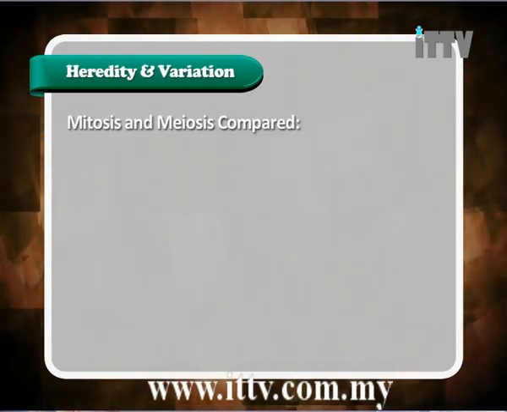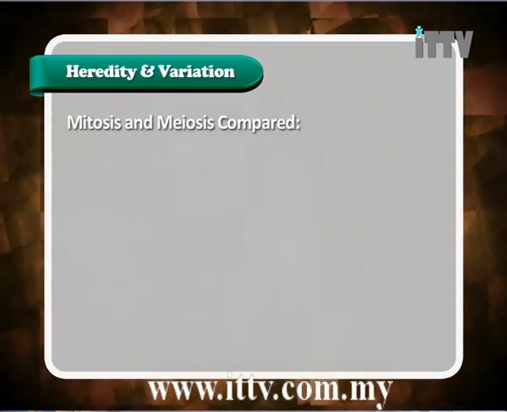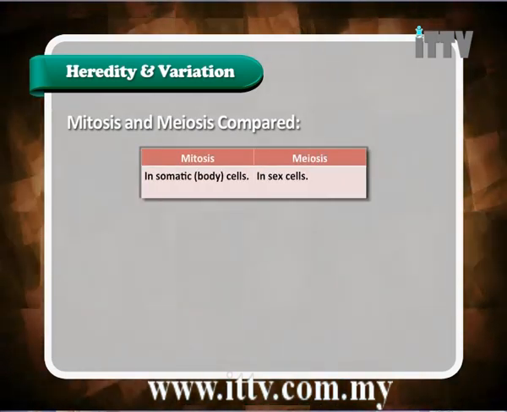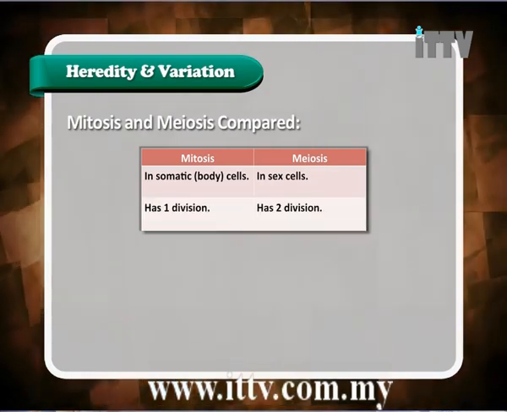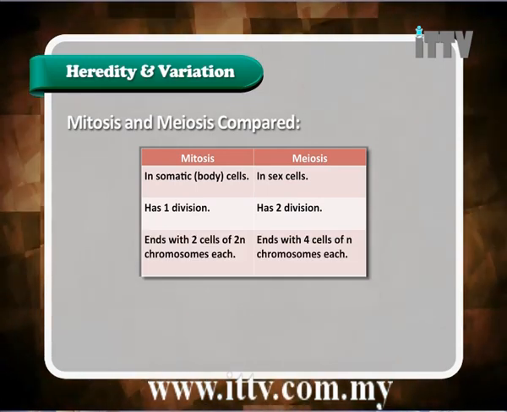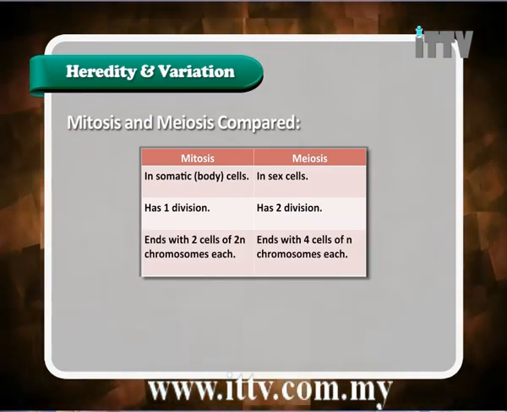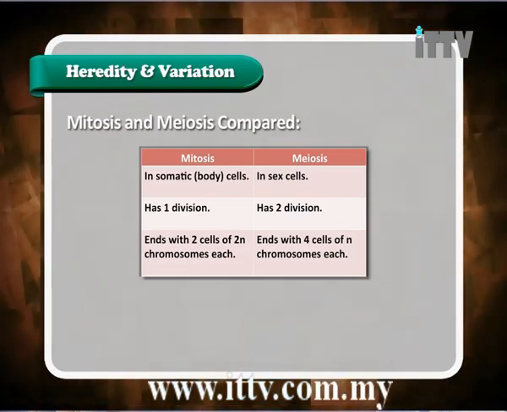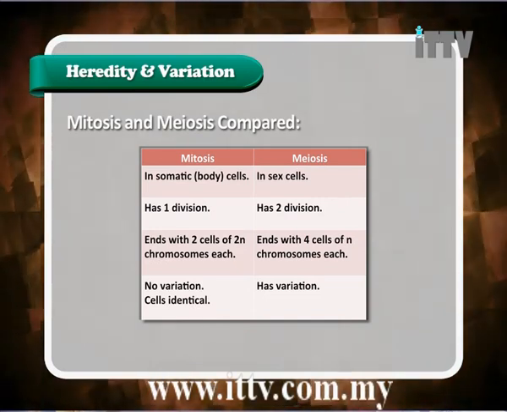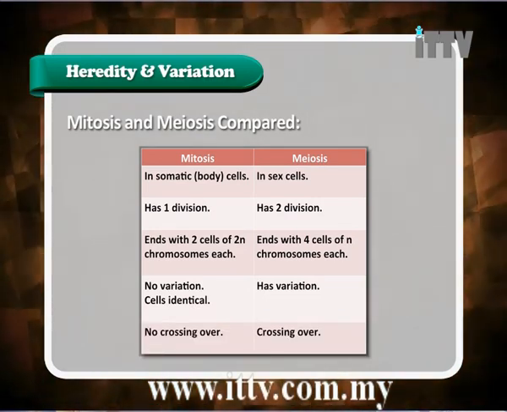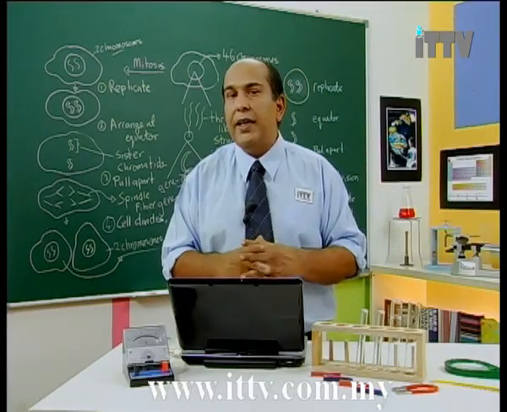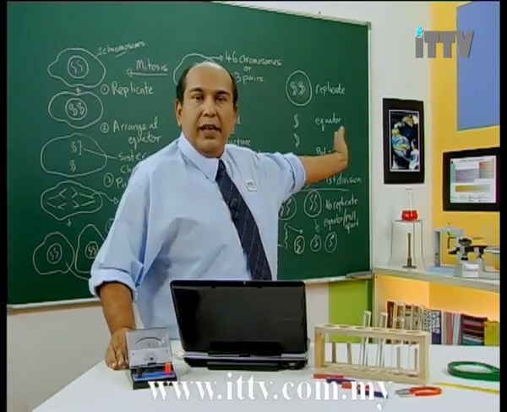So finally, make sure you can compare mitosis and meiosis. The differences are very important. Mitosis, somatic cell; meiosis, sex cell. Mitosis, 1 division; meiosis, 2 divisions. Mitosis, 2 cells with 2N chromosome number; meiosis ends up with 4 cells of N, so you become half. Mitosis, no variation, cells are identical. Meiosis has variation. Mitosis, no crossing over. Meiosis has crossing over.